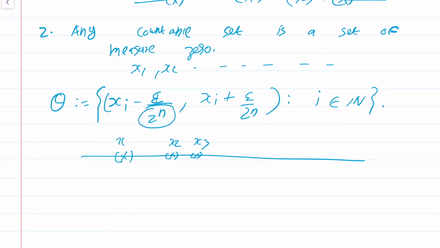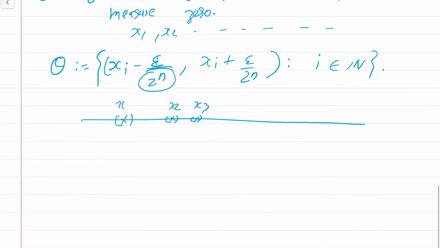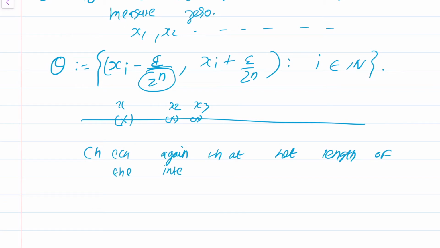We already know what summation 1 by 2 power n is, and check again that the net length of the intervals in O is less than 2 epsilon, I believe. Okay, please check this in detail. So this trick is very, very useful. It will be used many, many times. Whenever you have some countable object and you want to control it, you put an epsilon by 2 power n factor somewhere, and that will allow us to control the sizes.